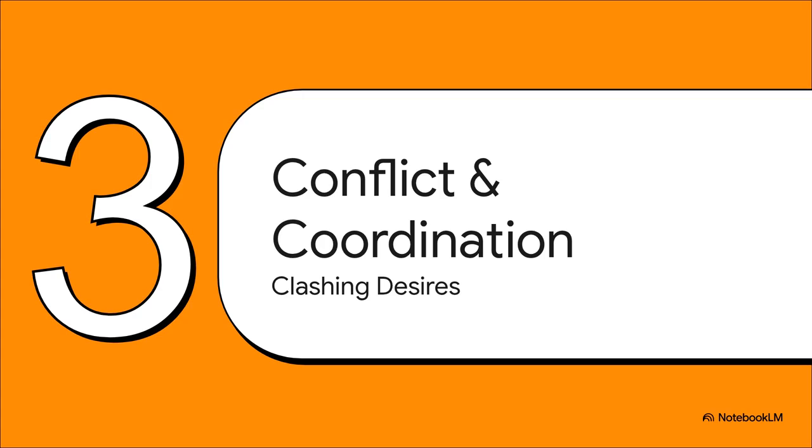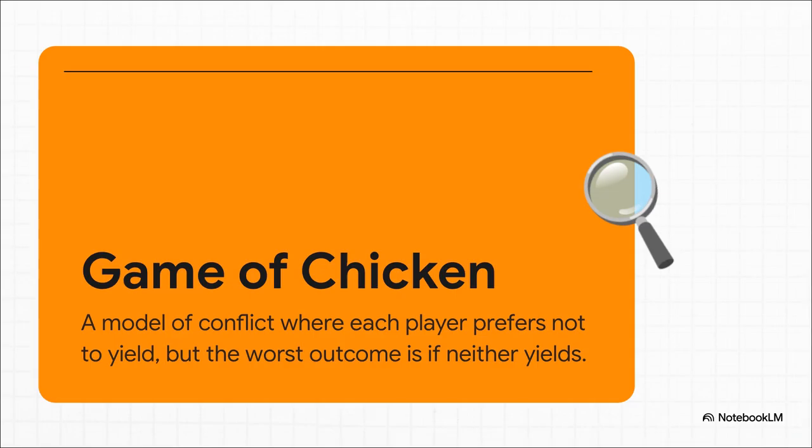All right, so we've seen what happens when trust is on the line. But what about when players are in direct conflict, when their desires clash right from the very beginning? This is the ultimate game of brinkmanship. I mean, you've seen this in a dozen movies, right? Two cars speeding toward each other. The winner is the one who doesn't swerve. But if neither of you swerves, it's a total catastrophe.